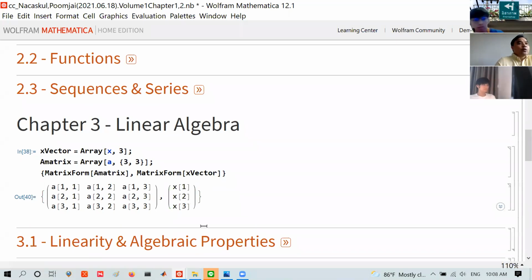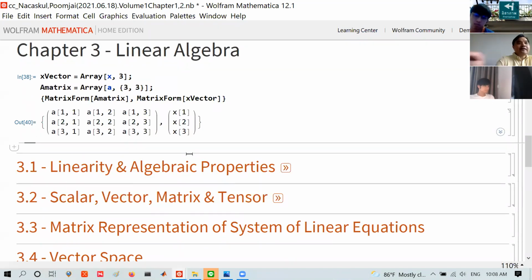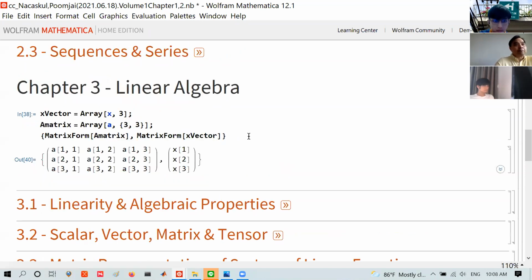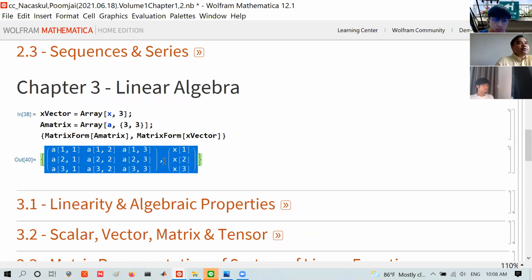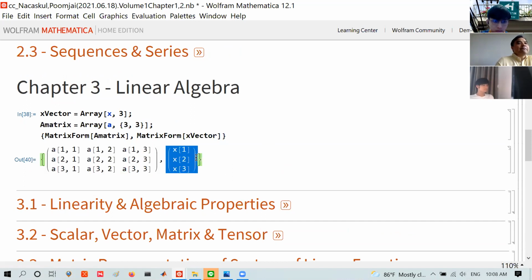By the way, in a textbook, instead of seeing x bracket 1, you would normally see x subscript 1. Likewise, here you will see a subscript 1, 3. That's what you would see in a monograph or in a textbook. But what you notice is that the dimension here is 3 by 3, and this is essentially 3 by 1.